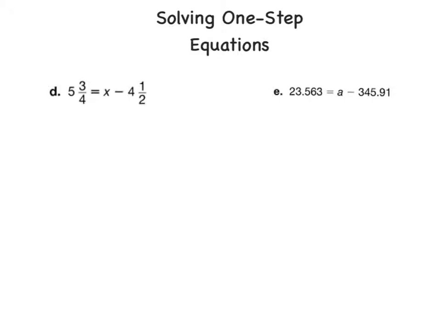So on the first one, we have 5 3/4 equals x minus 4 1/2. We have to think, what is going to get x by itself? So to get x by itself, I'm going to have to add 4 1/2 to both sides, because then I have a -4 1/2 plus a +4 1/2 gives me 0. So I just have an x left.